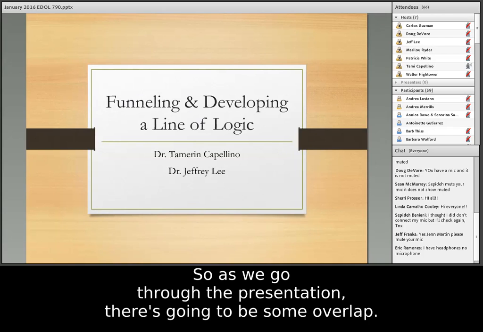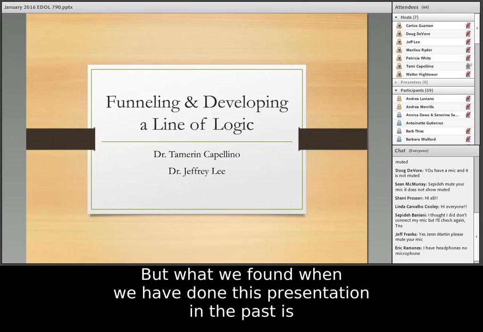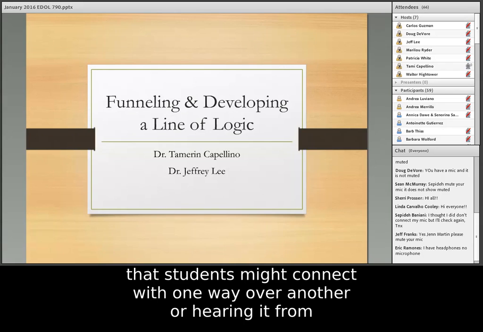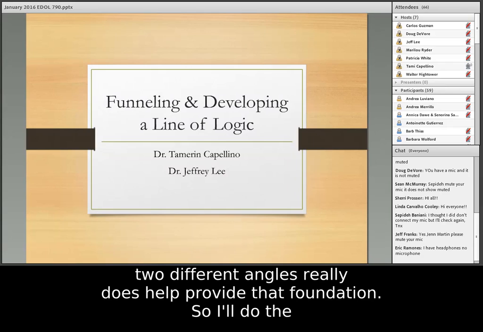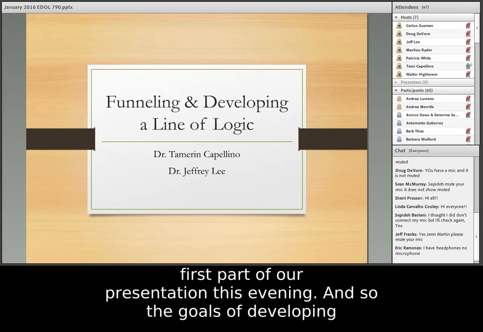As we go through the presentation, there's going to be some overlap, but what we found when we've done this presentation in the past is that students might connect with one way over another, or hearing it from two different angles really does help provide that foundation. So I'm going to do the first part of our presentation this evening.